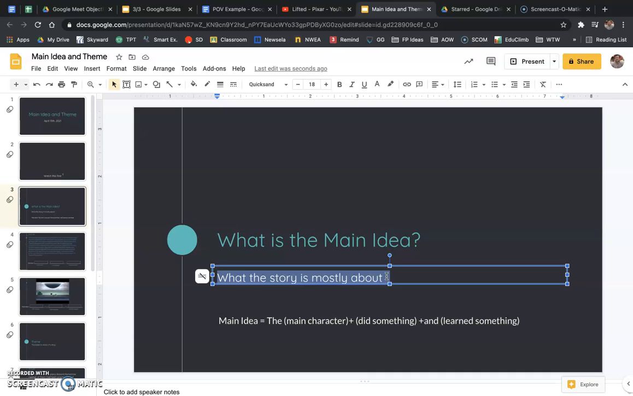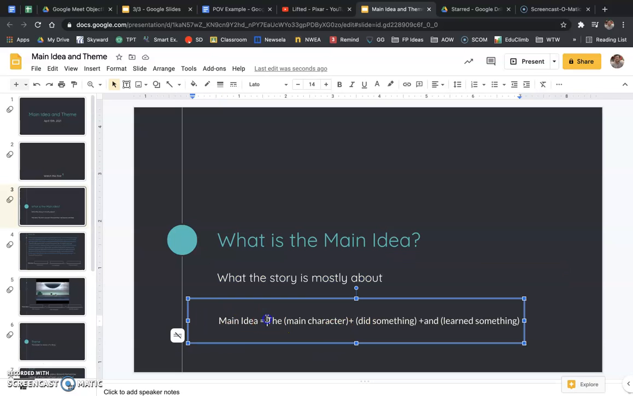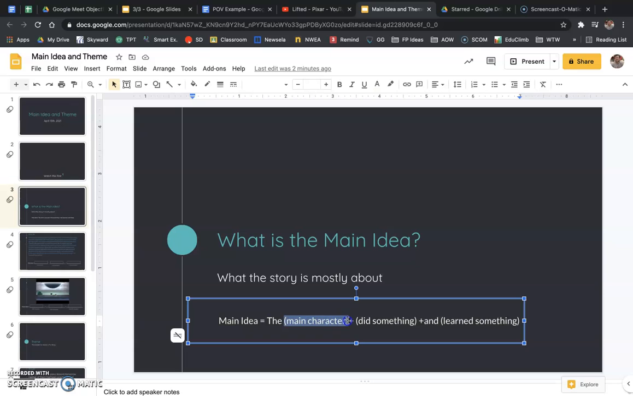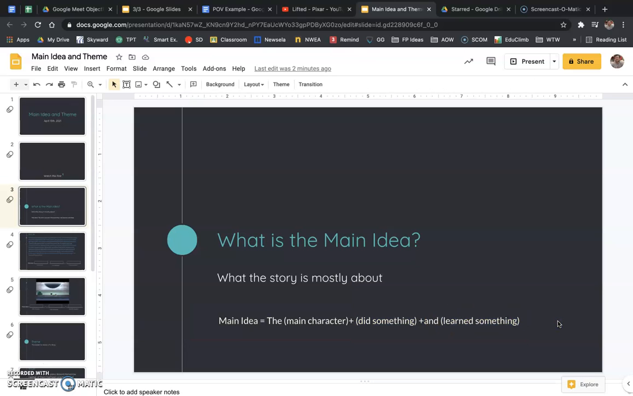Now, if you remember back in our Google Meets the last couple of weeks, we talked about how there's kind of a formula for how we can find main idea to create a sentence, and that is: the main character did something and learned something. Obviously, if we say that about a story, that's boring. That doesn't tell us anything. So if you replace this with whoever the main character is, what they did, and what they learned, that's a good sentence that will tell us what the main idea is.